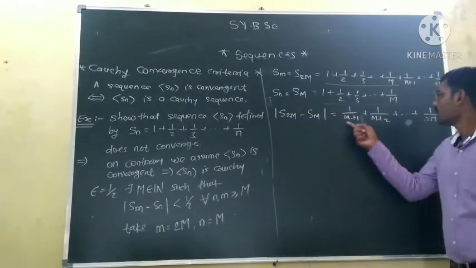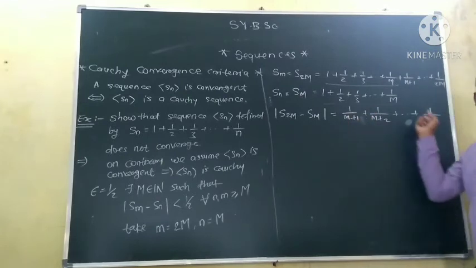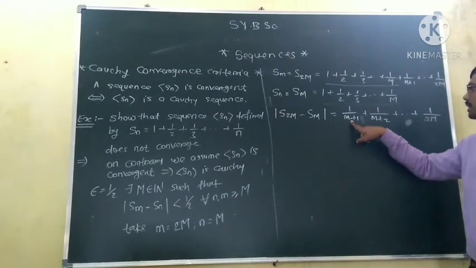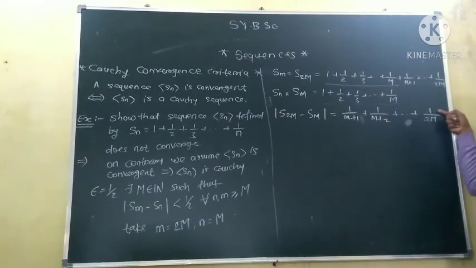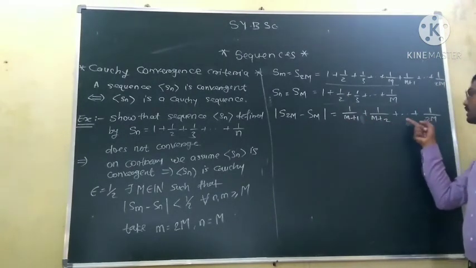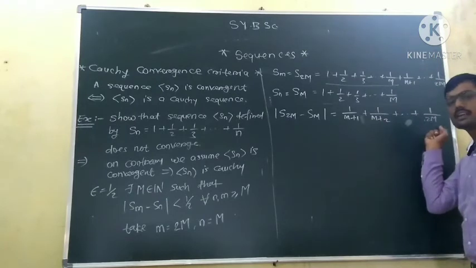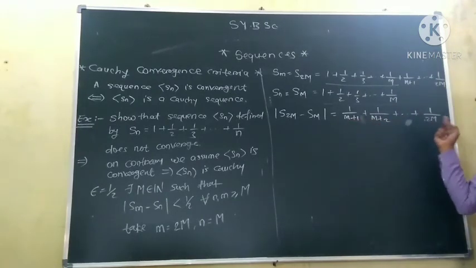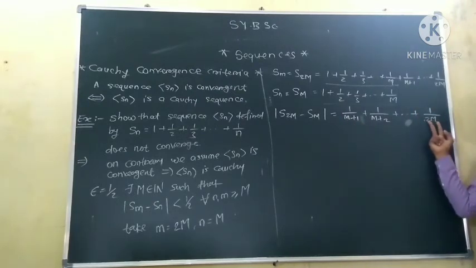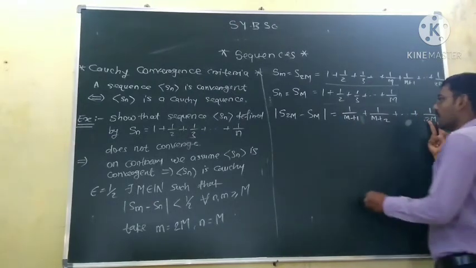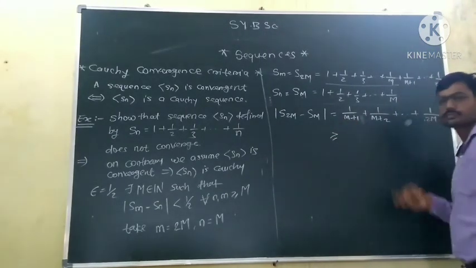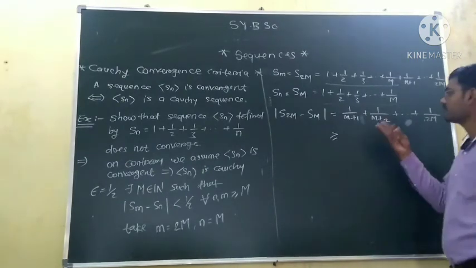Now among these m terms, 1 upon m plus 1 is the highest term because the numerator is the same, 1. Here the denominator is m plus 1, then m plus 2, m plus 3 up to m plus m. So the denominator goes on increasing, so the terms go on decreasing. So 1 upon m plus 1 is the highest term among all the terms, and this 1 upon 2m is the lowest term. Okay, so we can replace each term by the lowest term. So this becomes greater than or equal to. Okay, or we can write strictly greater than.